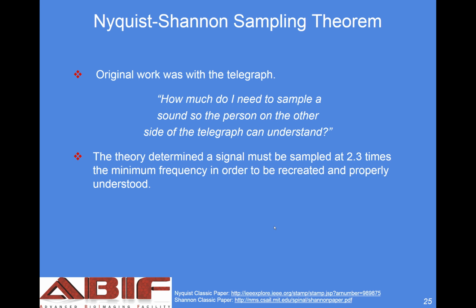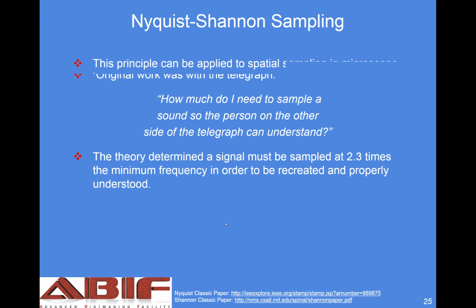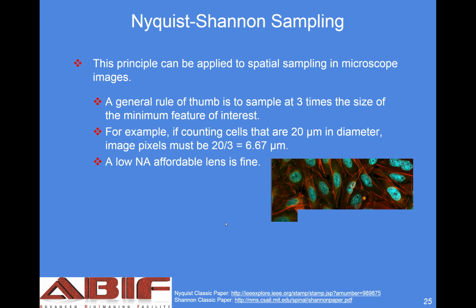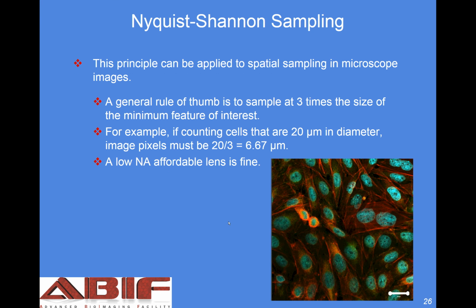So this same principle can apply to microscope images. As a general rule of thumb, we tend to use an estimate of 3 times the size so that we're a little bit higher than we need to be, but it's a nice round number and easy to work with to do the math, even in your head if you like. So you take basically the minimum feature that you're interested in and divide that by 3, and that's the size of the pixel that you should have in your image.